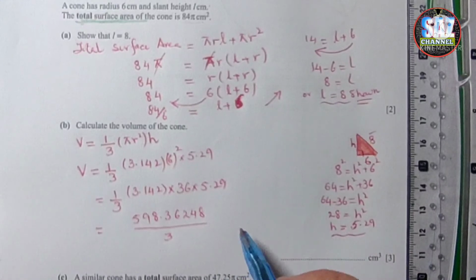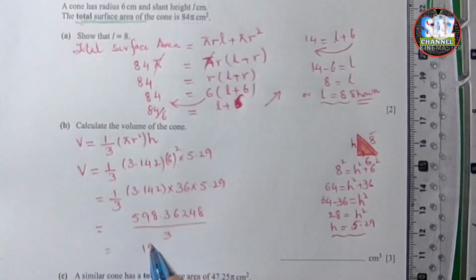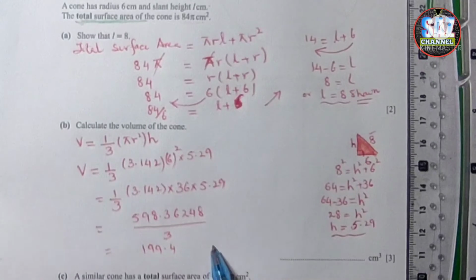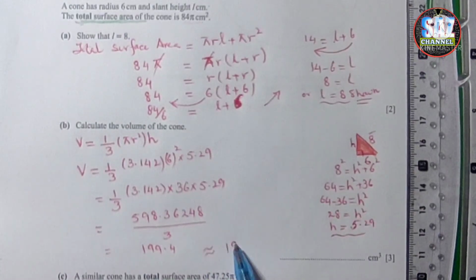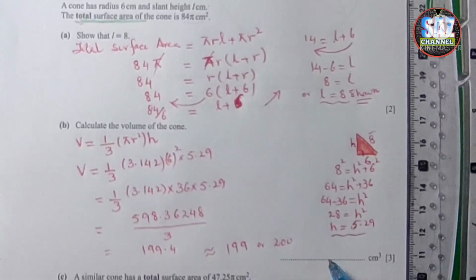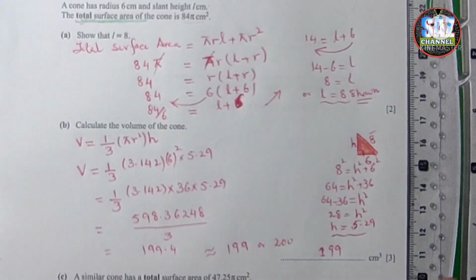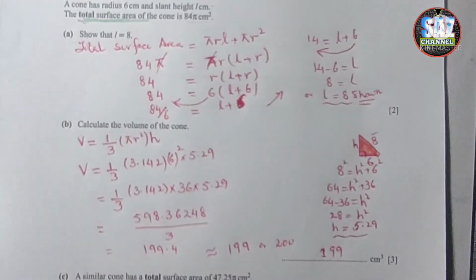and this gives me 199.4. Okay, 199.4, and as we have to give our answer to 3 significant figures, it will be approximately 199, or we can take it as 200 as well. That will also be an acceptable answer, 199 or 200. I hope you are clear about this. And let's move to the next part.